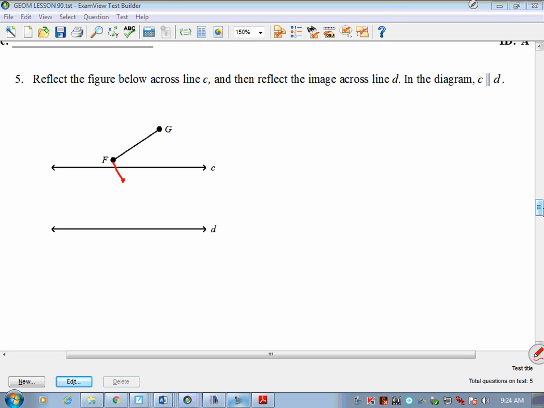Okay, and I think I'm going to erase this. Can anybody tell me what might be wrong with that? It's not 90 degrees with what? It's got to be 90 degrees with line C. So let's try that again. 90 degrees with line C.